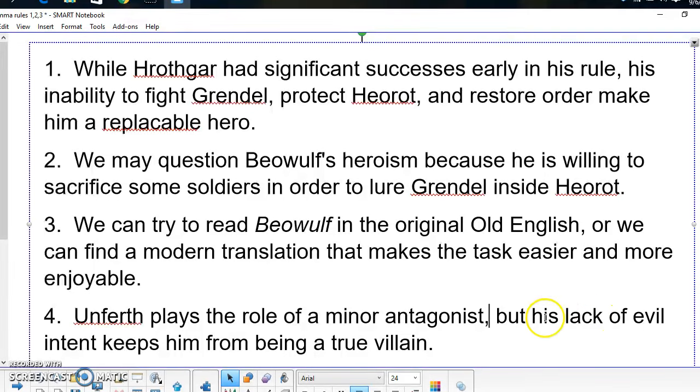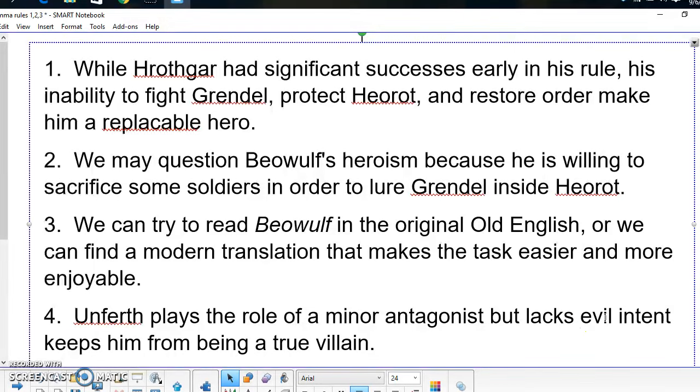If I change this sentence somehow on this side and I didn't make it a compound sentence, I didn't have a subject and a verb, then I wouldn't put the comma in there. So, Unferth plays the role of a minor antagonist. Let's take out the comma. I want to keep the "but." If I want the "but" not the comma, I have to change this side of the sentence so it's not a full sentence. So how about if we say, "but lacks of evil intent. That makes a true villain."